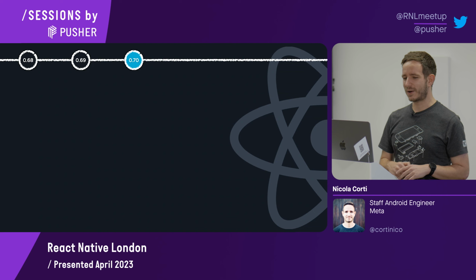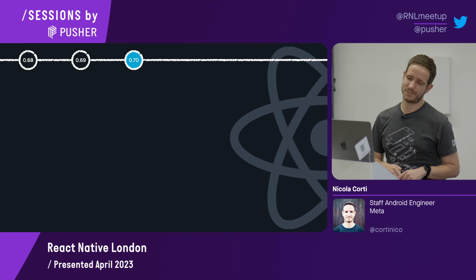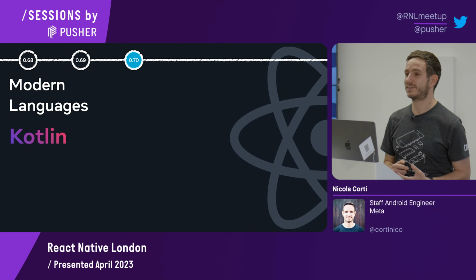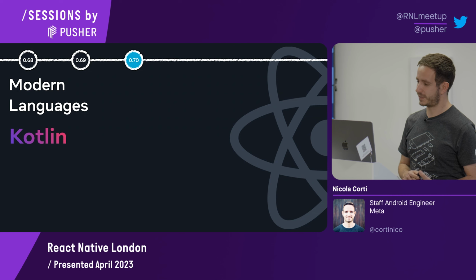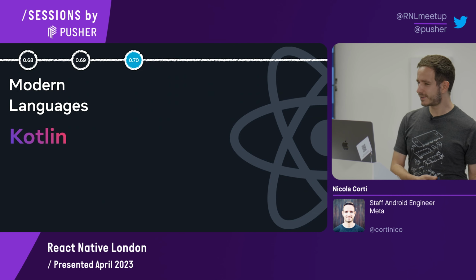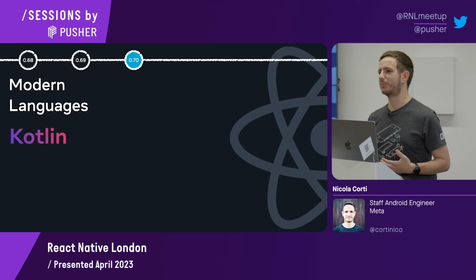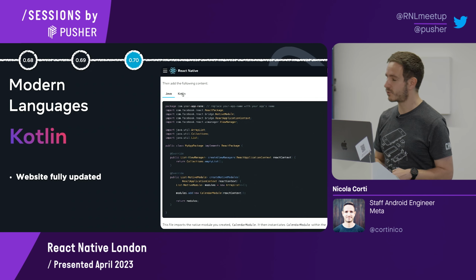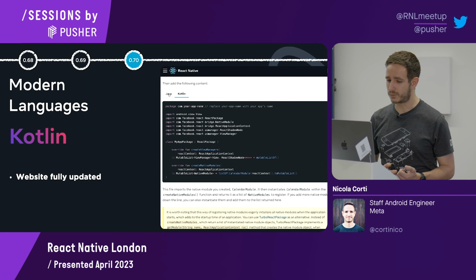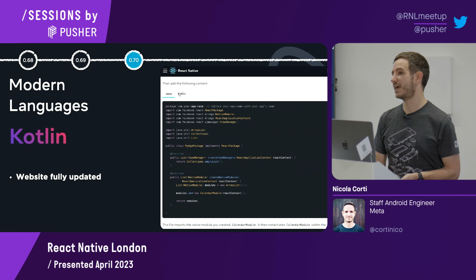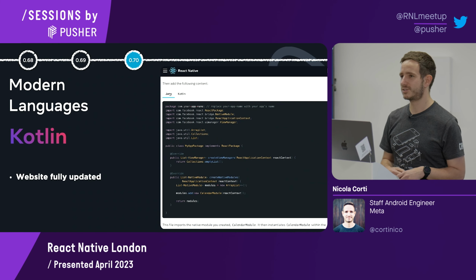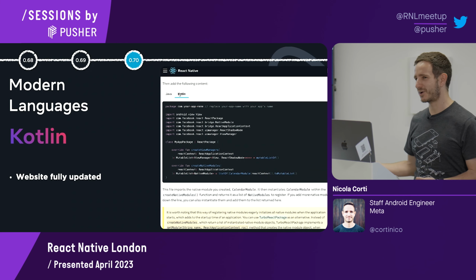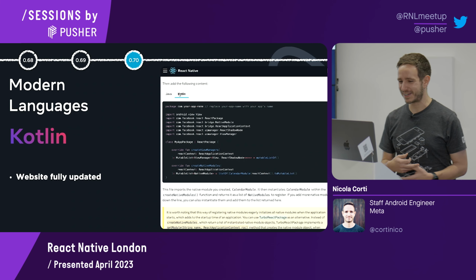0.70 also introduced a couple of updates on the modern languages side of things. Specifically, there are some updates on Kotlin, which is the preferred language for Android applications. Earlier last year, I was mentioning how we were looking into upgrading the website. And now I'm happy to share that the reactnative.dev website is updated to be fully bilingual. So every snippet of native code for Android is available both in Java and Kotlin.